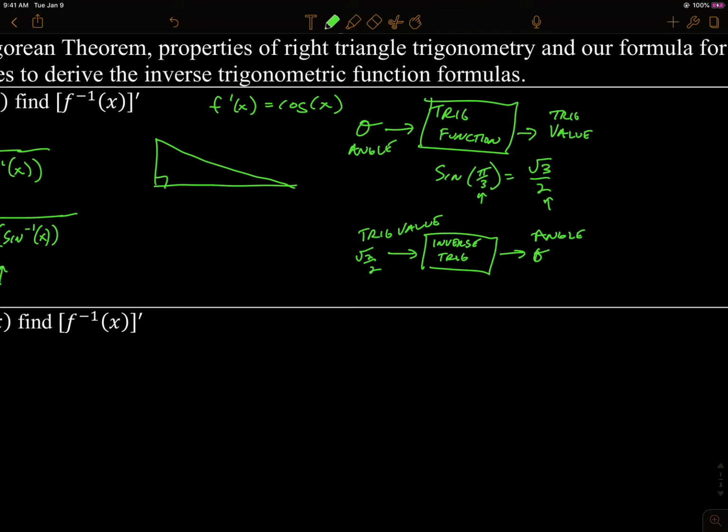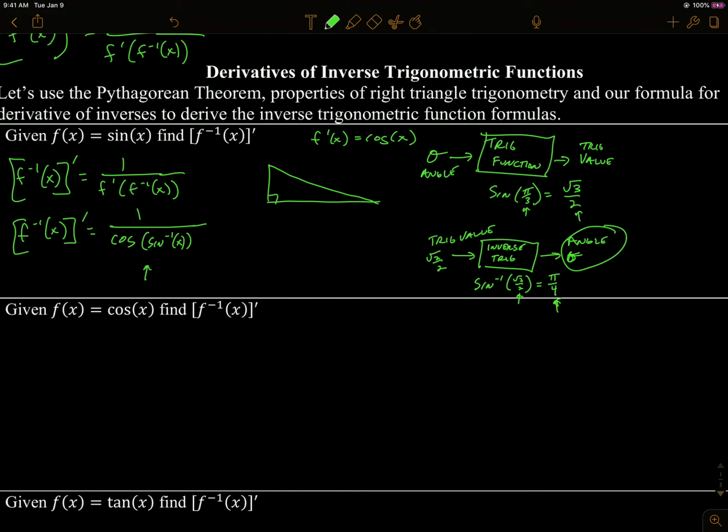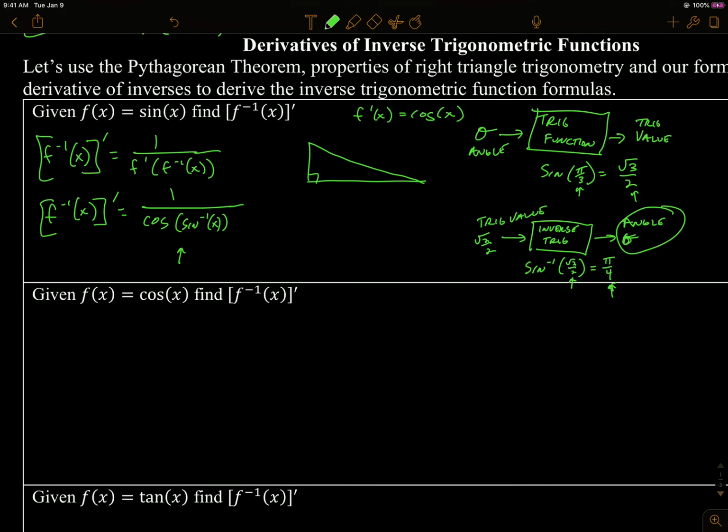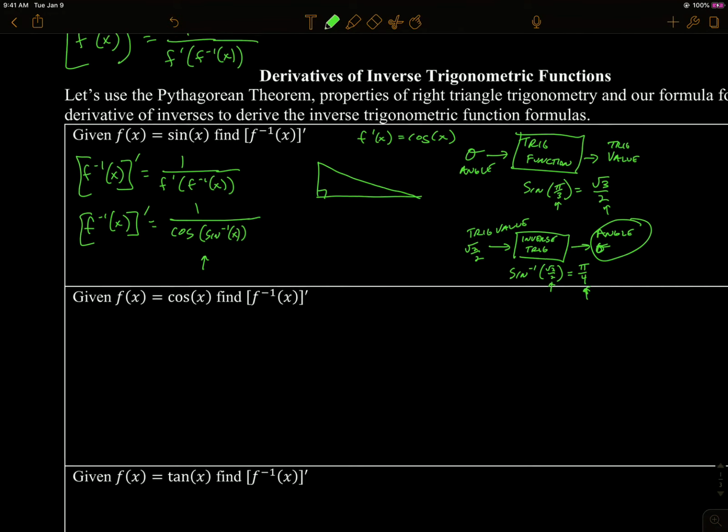An example of that is inverse sine of root 2 over 2, and we're going to get pi over 4. There's our input of the trig value, and it returns an angle. So the answer of an inverse trig function is going to be an angle. And we also have to remember that we have some range restrictions to keep it as a function.